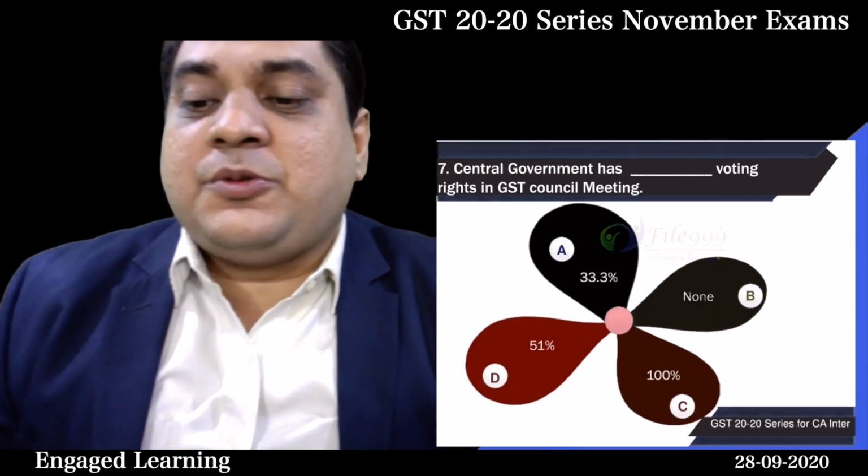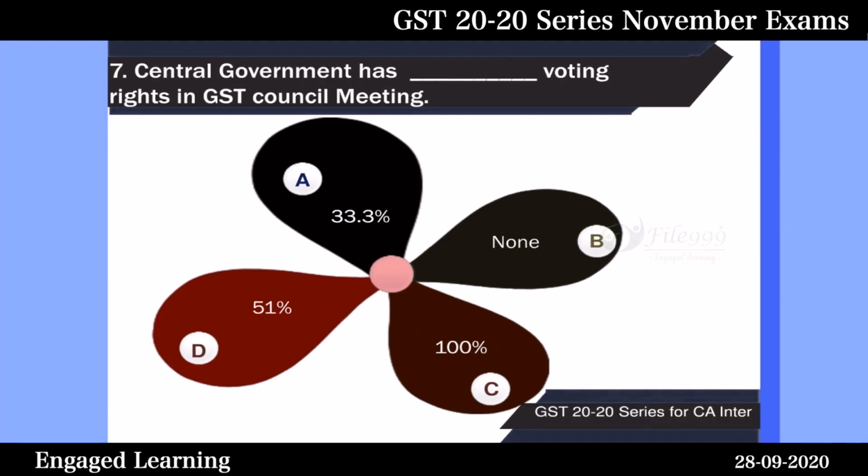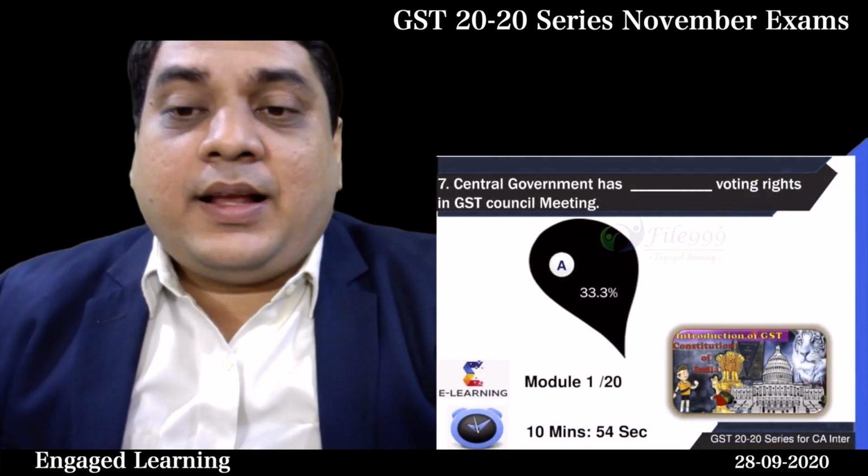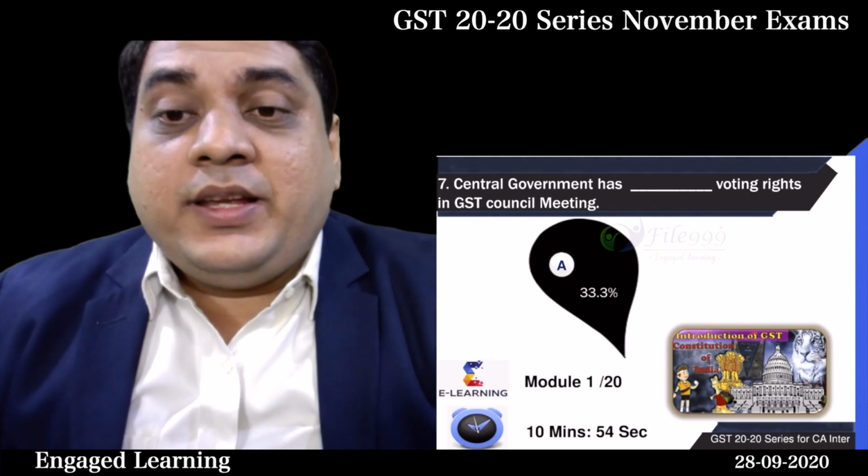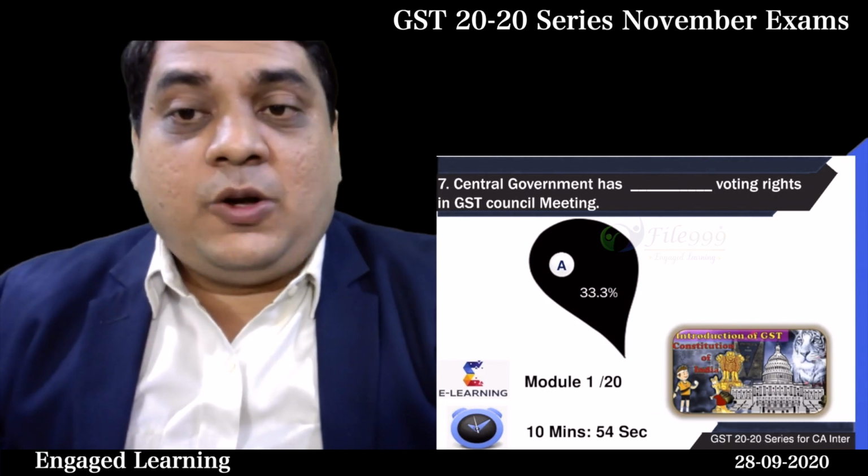Moving ahead, the next question on your computer screen. Central government has what percentage of voting rights in GST Council meeting? Option A, 33.3%. Option B, none. Option C, all 100%. Or option D, 51%. And the correct answer is one third of the voting rights are with the central government in the GST Council meeting.